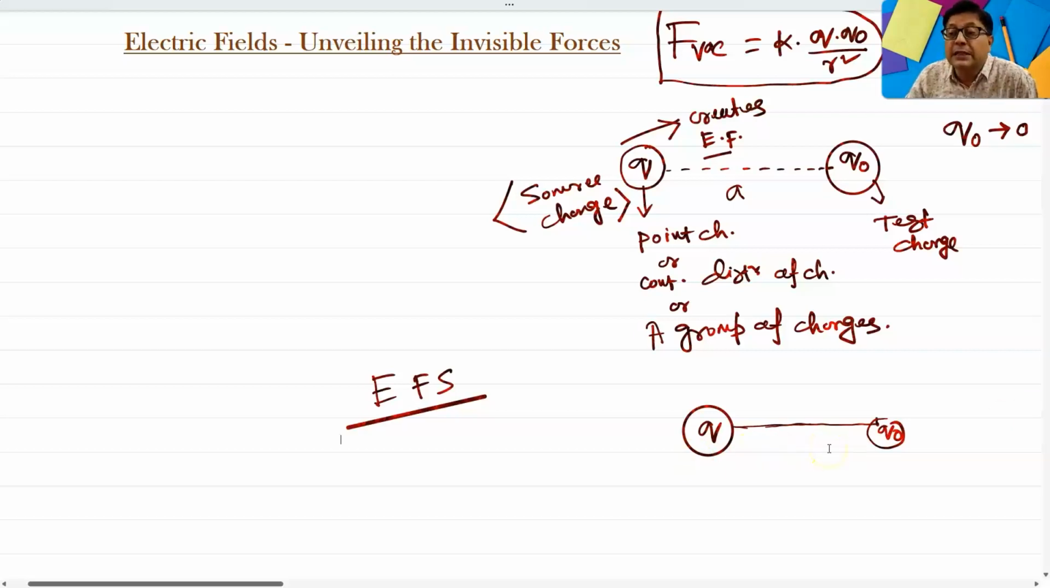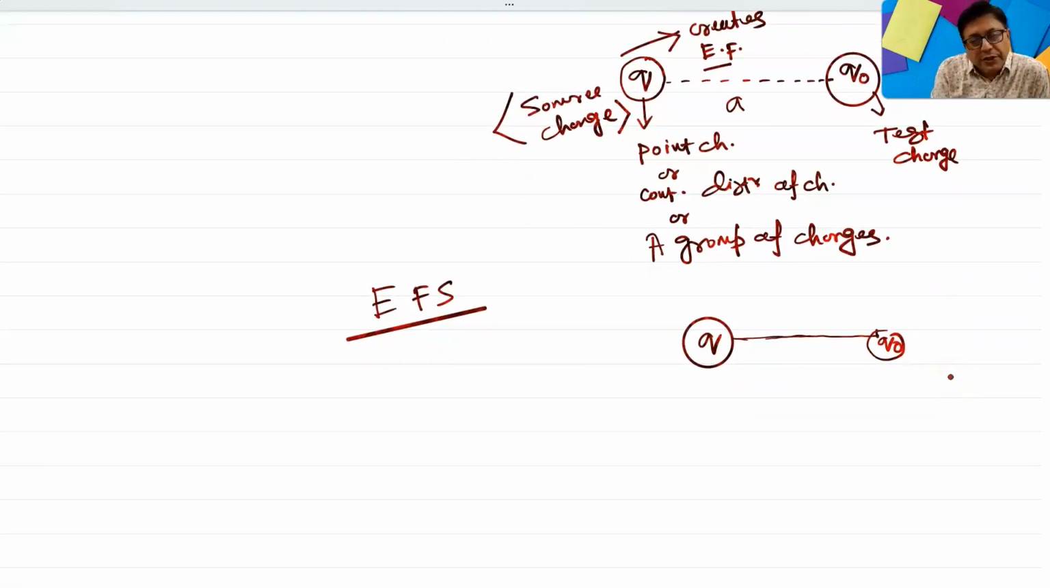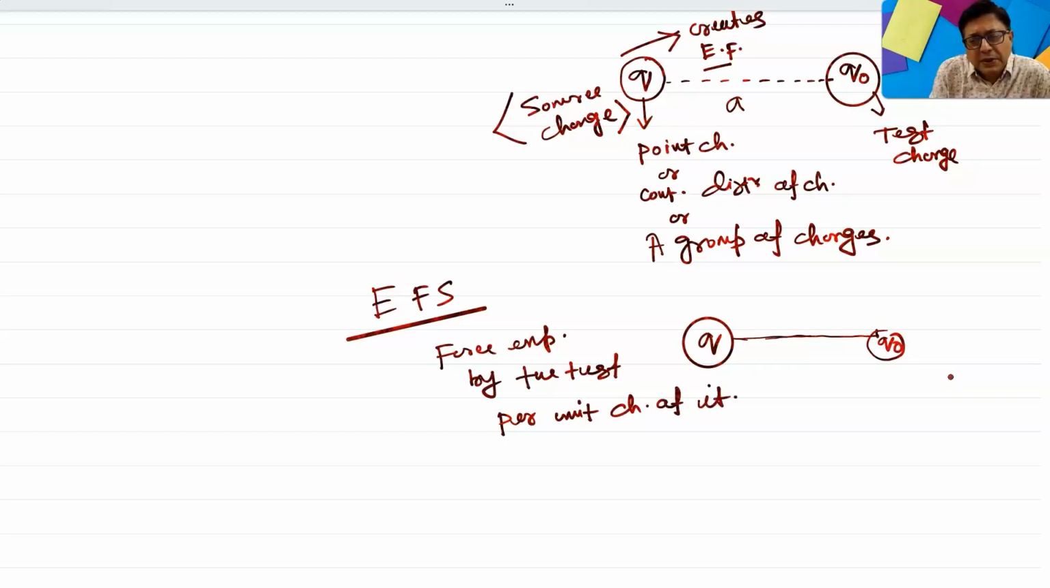So electric field strength is the force experienced by this test charge per unit charge of it. So EFS is what? Force experienced by the test charge per unit charge of it. Understand? So per unit charge, how much force it is going to experience, that is called electric field strength.